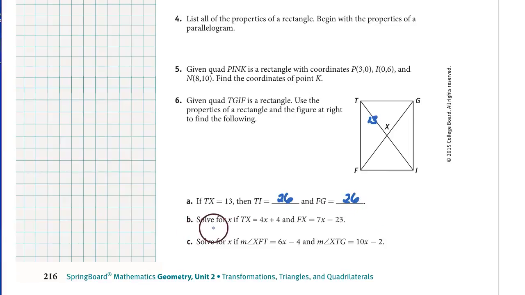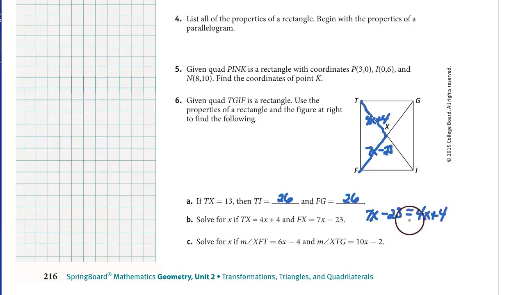Now question B, solve for x if TX equals 4x plus 4. So let's take the same drawing, remove the 13, and relabel TX as 4x plus 4. We're also told in question B that FX is 7x minus 23. Well, what's the connection between that segment and that segment? They are congruent to each other. And that's how we get our equation. The 7x minus 23 is equal to the 4x plus 4.